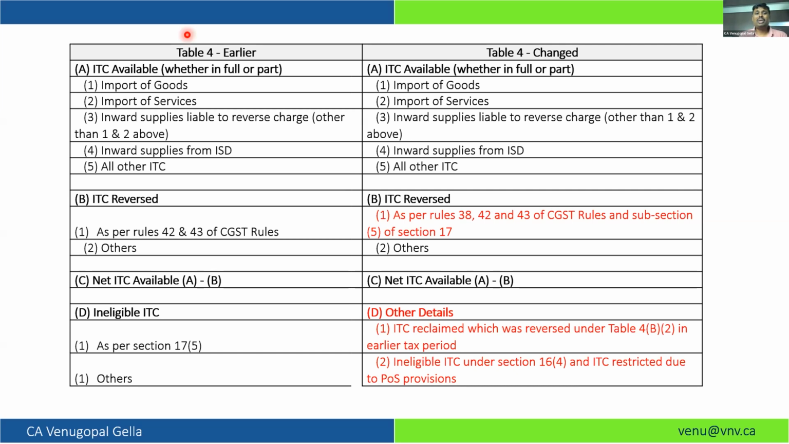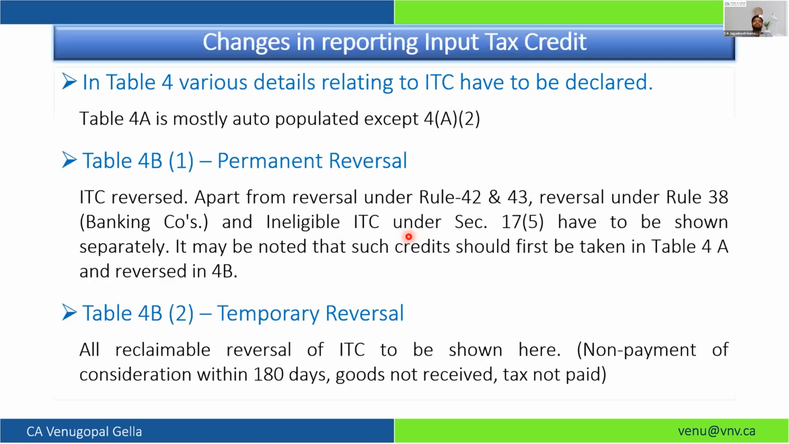That would be reported under 4B1. Sometimes this credit is eligible at a later point in time, so you will report it in 4B2. And we have some examples to explain this further. I will reiterate these points again and again, but just look at the examples, look at the flow, and let's continue. Okay, sir. So as I said earlier, most of the tables in 4A are auto-populated except 4A2, which is input of service.